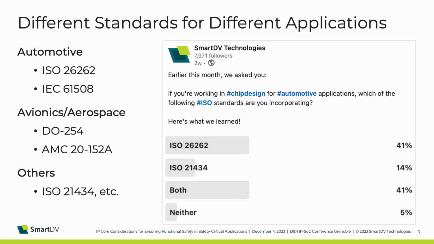The common standard in the automotive sector is ISO 26262, which is a subgroup of the IEC 61508 standard. On the other hand, DO-254, which is actually the design assurance guidance for airborne electronic hardware, and AMC 20-152A, which is basically an addition to DO-254, are the common standards that provide requirements for engineers developing airborne electronic hardware.